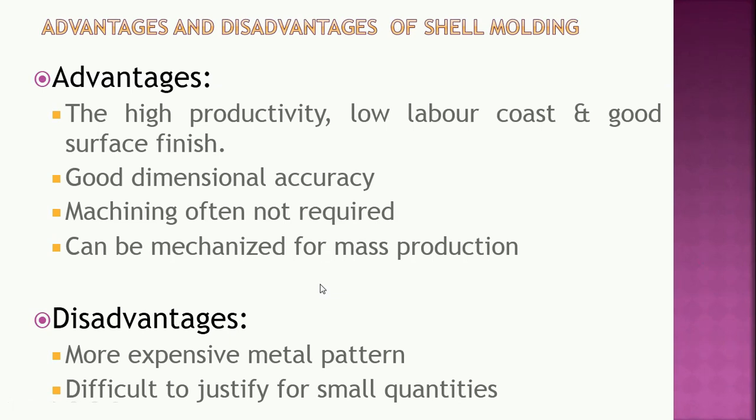The disadvantage is that, as you have seen in the figure, we are using a metallic pattern for the shell molding process. That's why it is an expensive technique, because we are not using wood, which is possible in the green sand molding process, and this is difficult to justify for smaller quantities. Because I am investing more money in the metallic pattern, I must use that process for mass production. These are the advantages and disadvantages of shell molding.